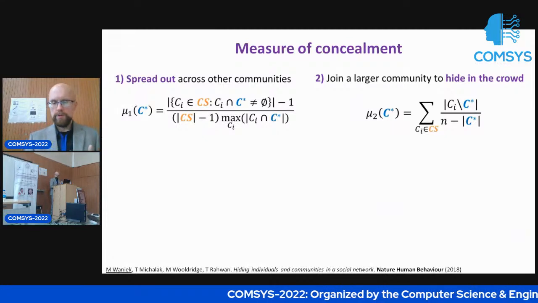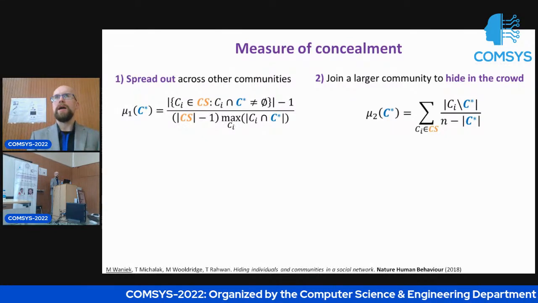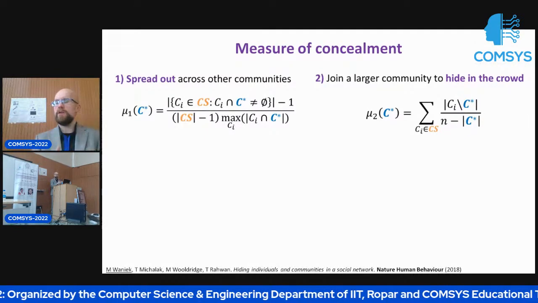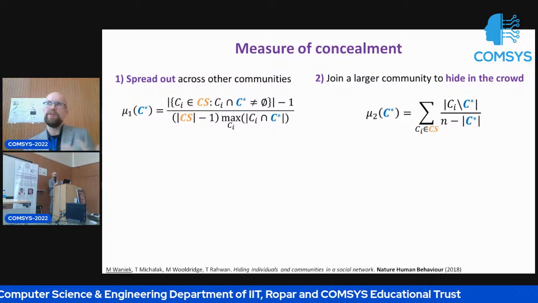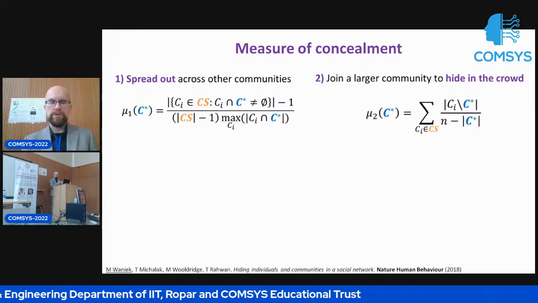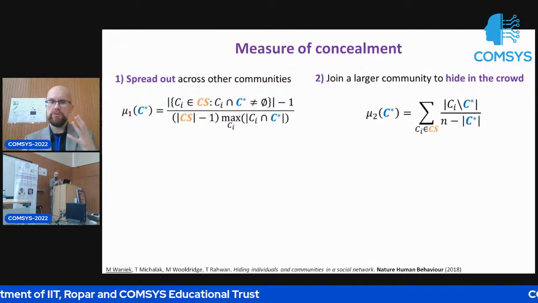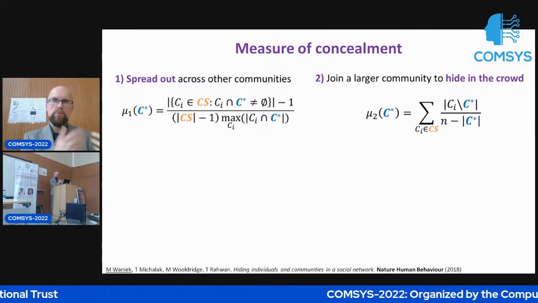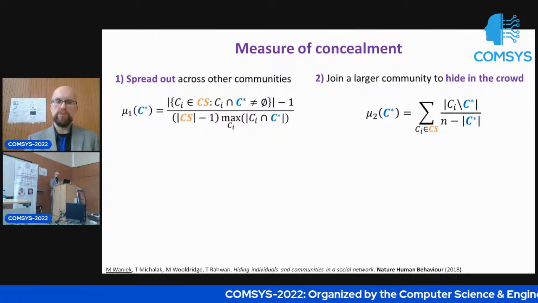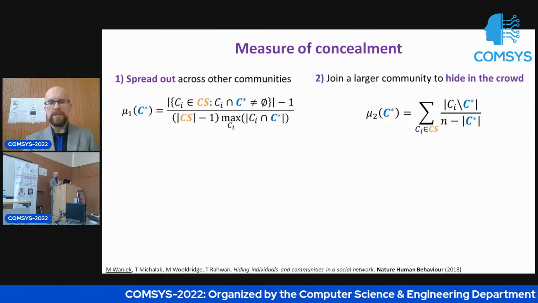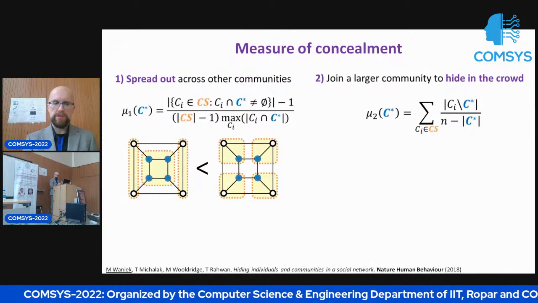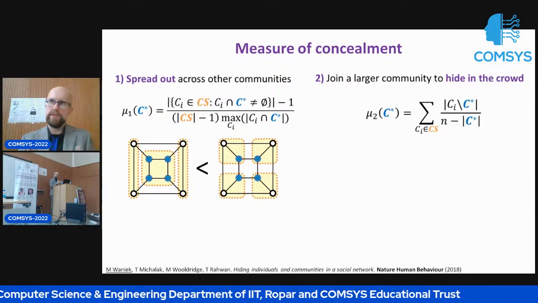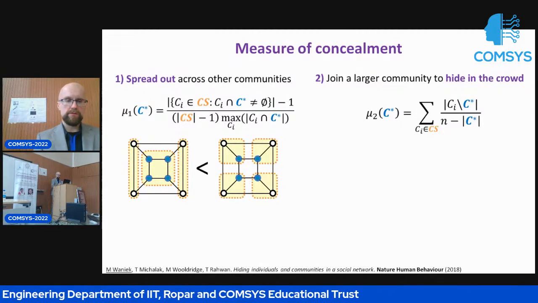So what we would like to do is again measure how well we are hidden. Because for centrality, we had an obvious measure, a centrality ranking. Here, maybe we are not so sure whether we are well hidden or not. So we have two different measures, measuring two different concepts of hiding. The first way of hiding is spreading over multiple communities. If my group is part of several communities in the result of the computational algorithm, I'm more happy.